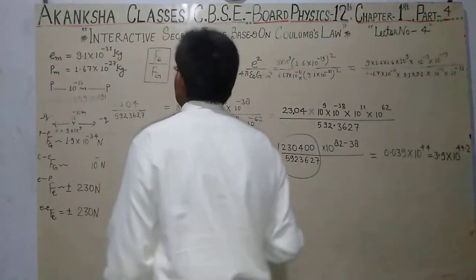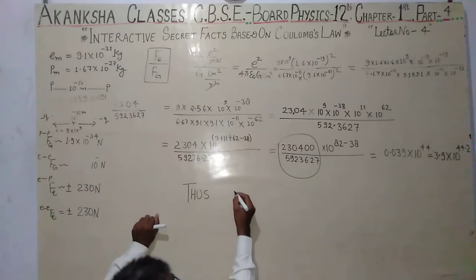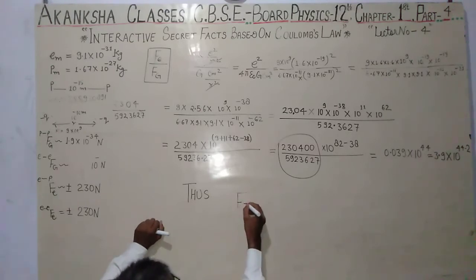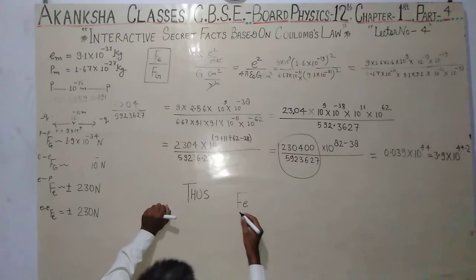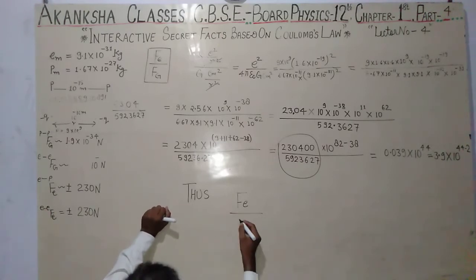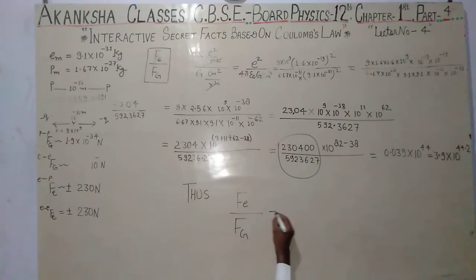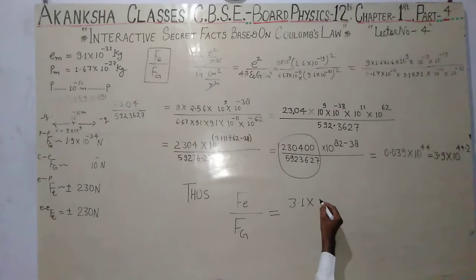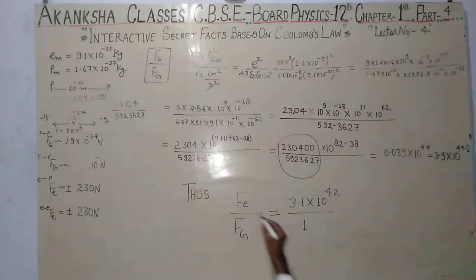Thus, the ratio of electrostatic force between two electrons to the gravitational force between two electrons, as they are dimensionless, we can represent as 3.9 into 10 power 42 by 1. This is the required ratio.